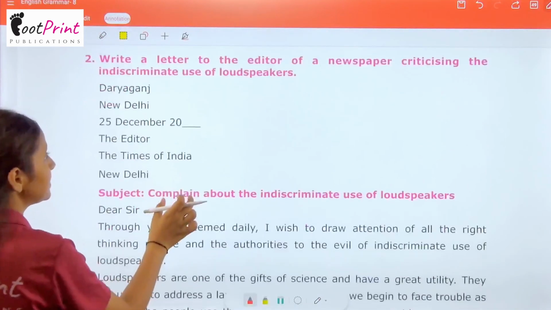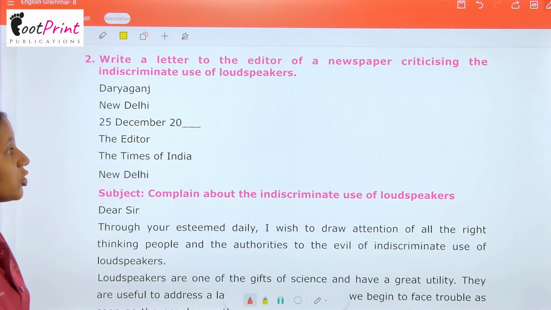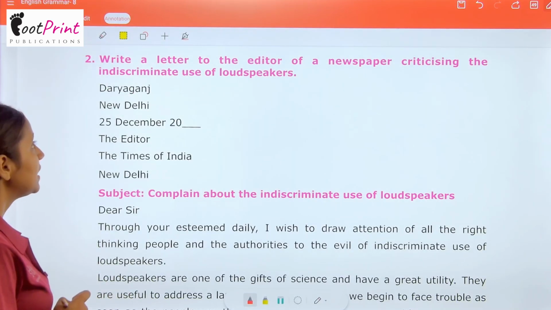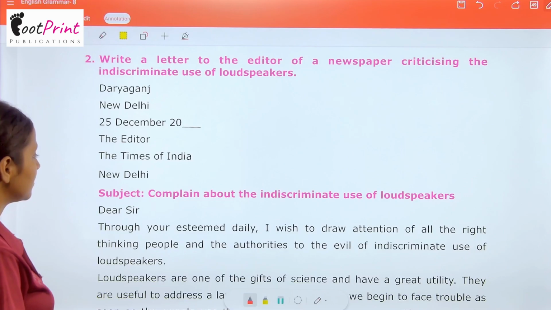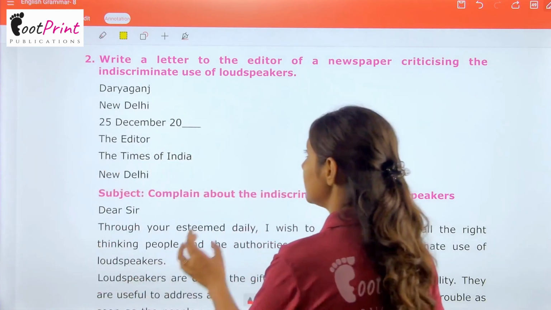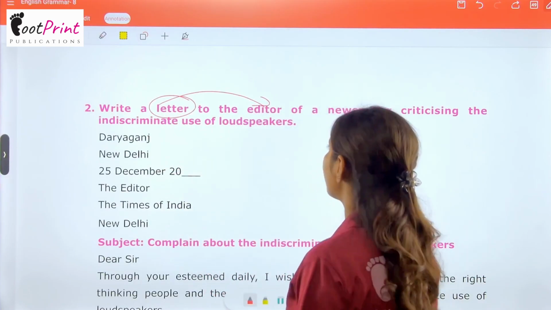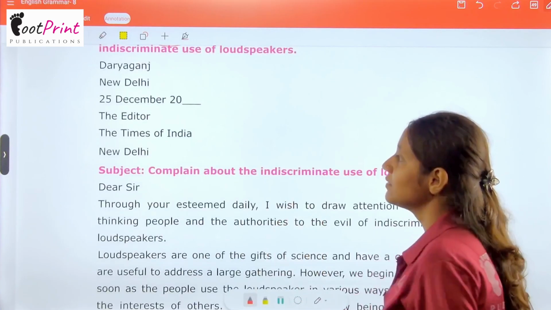Now we have the second letter. Write a letter to the editor of a newspaper criticizing the indiscriminate use of loudspeakers. So here we have a format of letter in which we can see that this is a letter to the editor. That means this is a formal letter. Now let's start writing it.